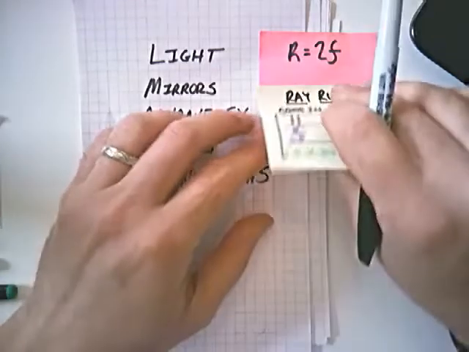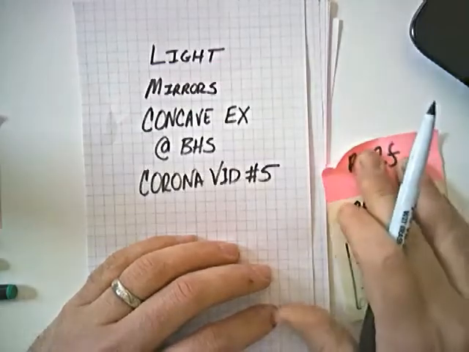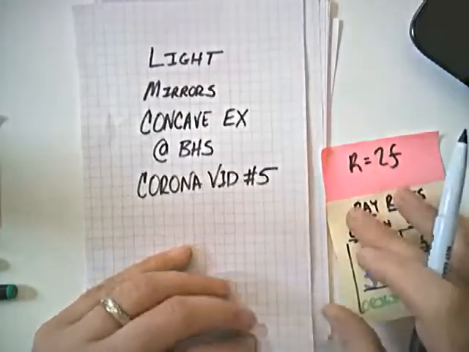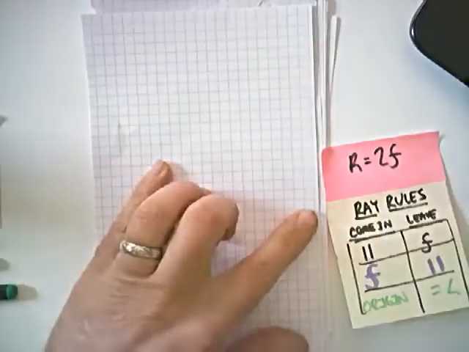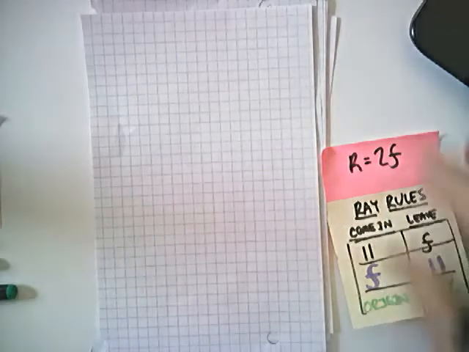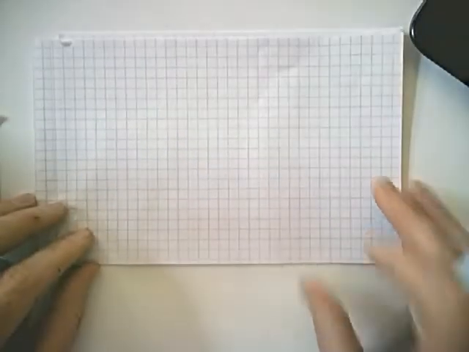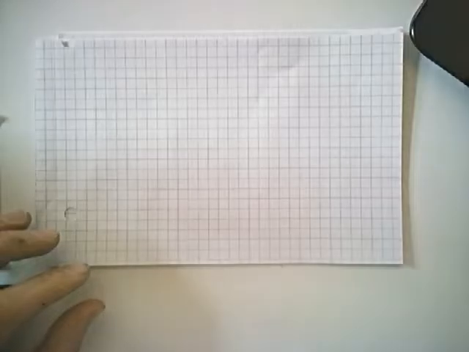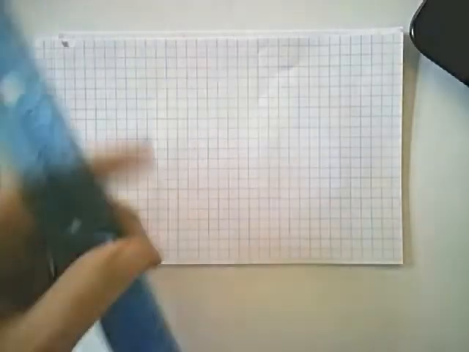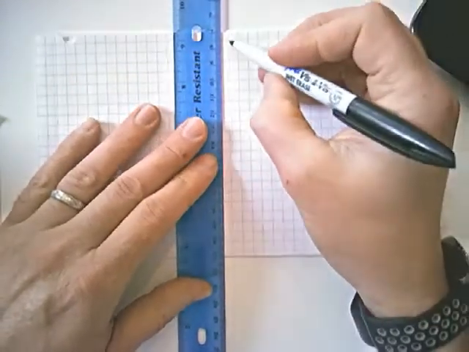So we're going to build on those ray rules, and we're going to build on that formula for the radius of the curvature here. So what I'm going to do is use some graph paper, and go through an example of what happens when you have an object in front of a concave mirror.